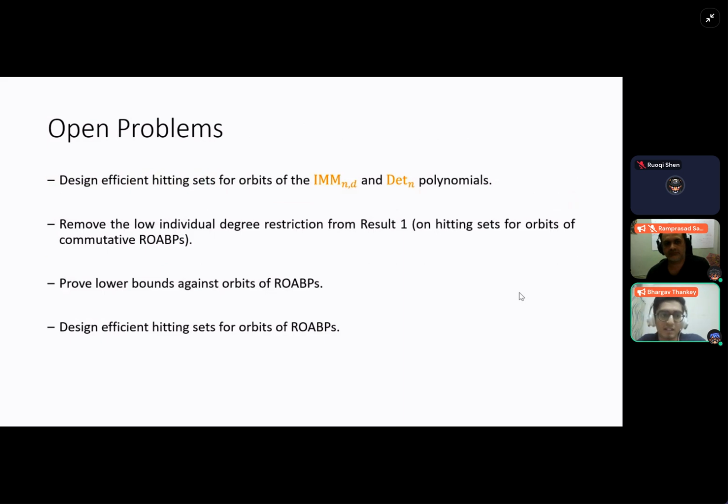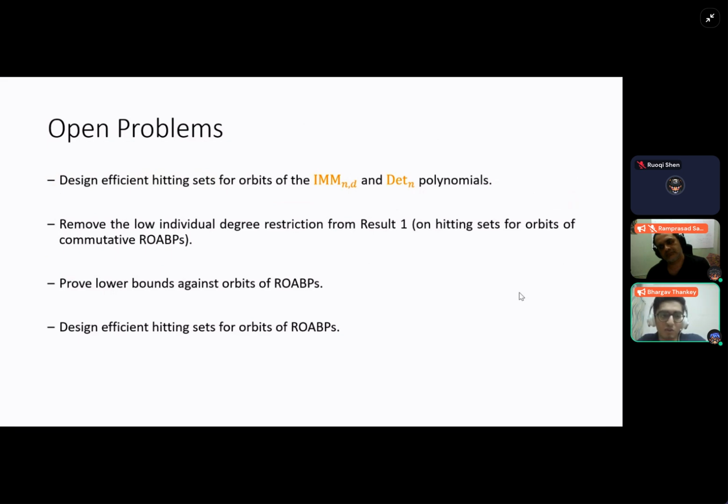The first problem is designing efficient Hitting sets for orbits of the IMM and the determinant polynomials. Now, as we saw the orbit closures of these polynomials are quite powerful, so it is natural to try to obtain Hitting sets for orbits of these polynomials.